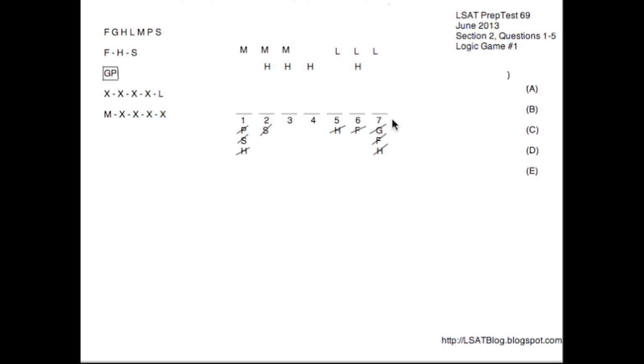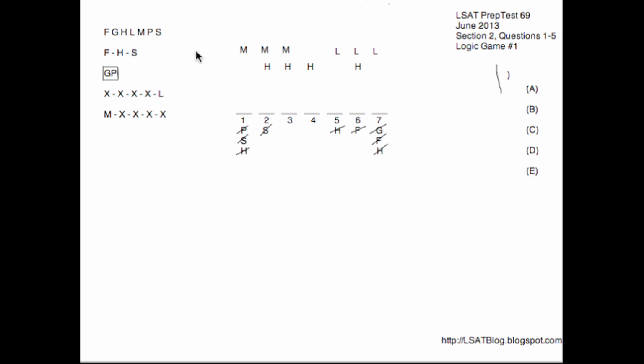Now let's get into the specific questions, starting with question number 1. Question number 1 is a typical orientation question where we are simply going to take one rule at a time and apply that rule to all 5 choices, looking for violations. This is far more efficient than taking one choice at a time and applying all the rules to that choice. So let's start with the rule giving us the general order F before H before S.